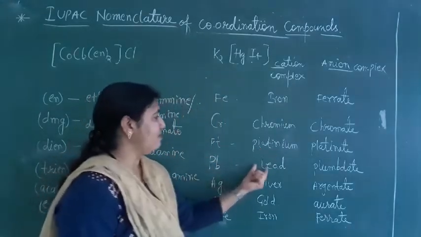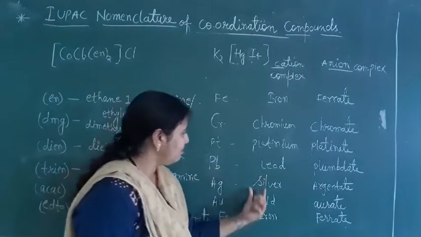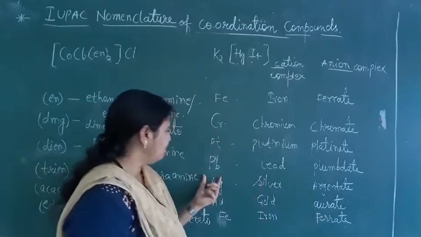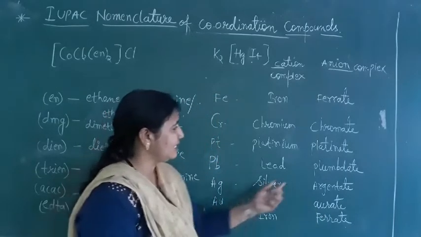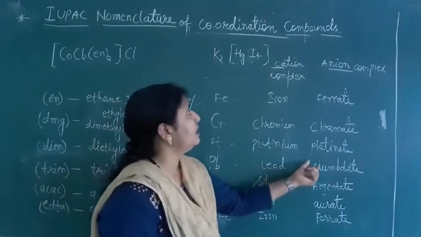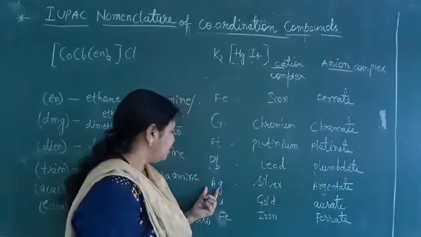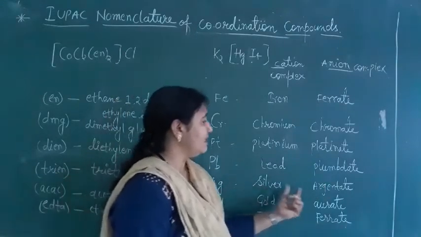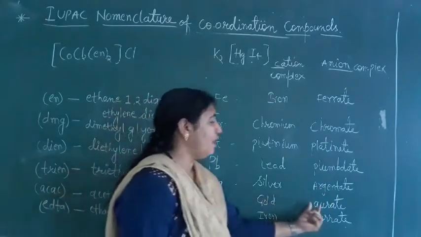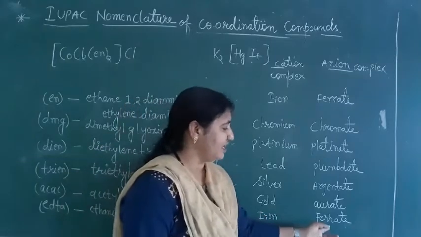Similarly, Pb is lead, but in some elements we have to write the Latin word. Whatever the Latin word is, we have to use it. Like Pb, lead, but in anionic complexes it is written as plumbate. Next, Ag is silver, but written as argentate. Au is gold, aurate. Next, Fe is iron and ferrate.